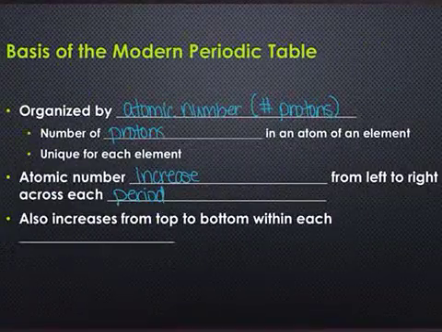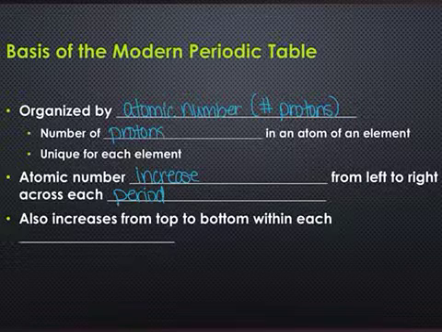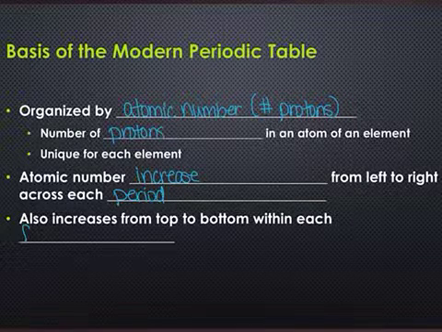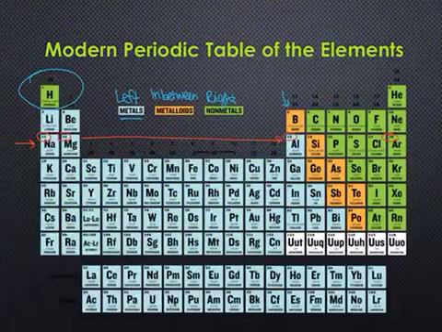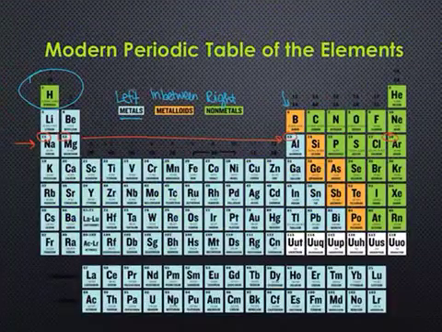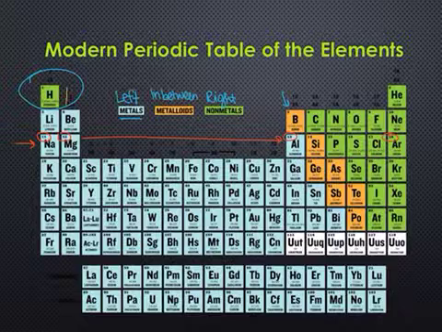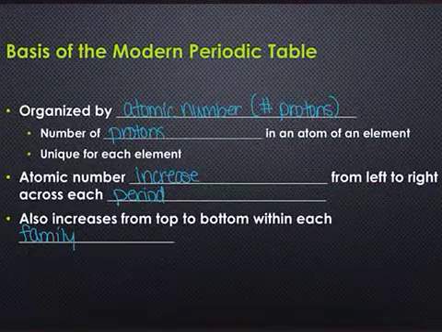And it also increases from top to bottom within each family. So remember, the families are the vertical columns. And so when you look at it and you go down the vertical column, we start at 4 for an atomic number, and we end up at 88 down at radium. And so it increases within each family as well.